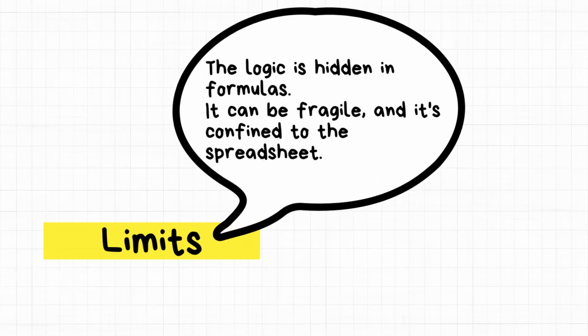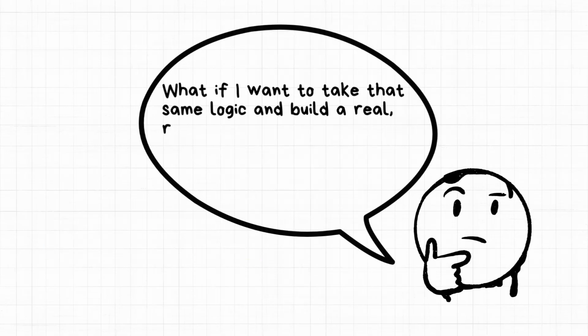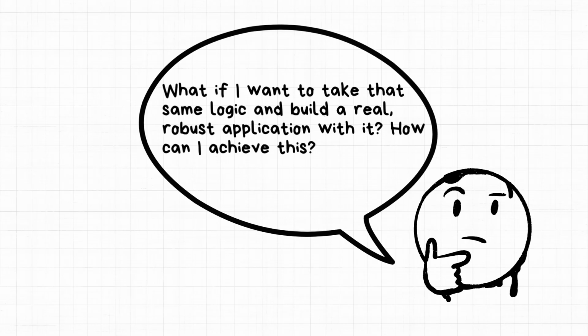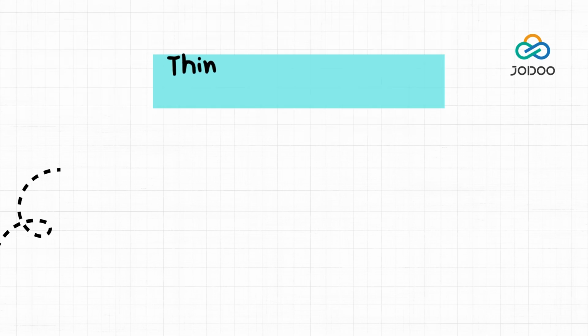The logic is hidden in formulas. It can be fragile. And it's confined to the spreadsheet. This is the natural limit of a spreadsheet. But what if you could take that same logic and build a real, robust application with it? An app that works on mobile, that your whole team can use at once, and where the logic is visual and unbreakable. This is where Jodoo comes in.